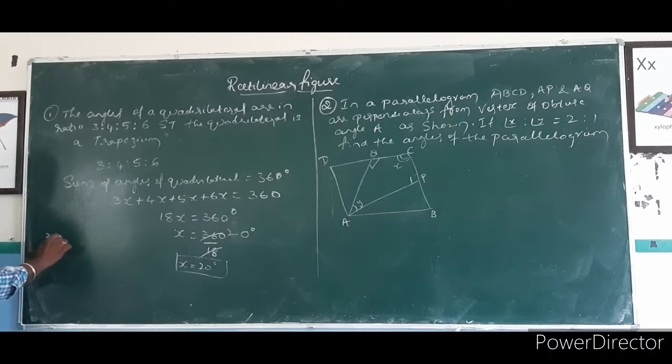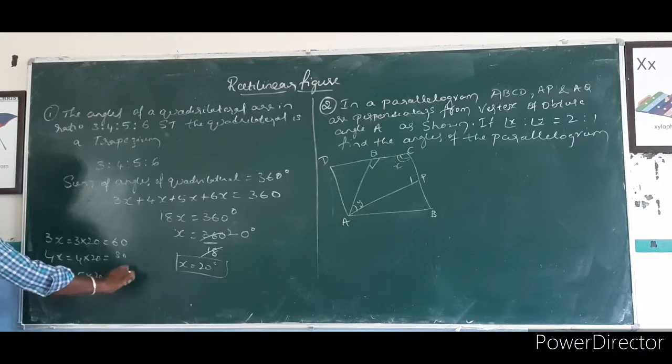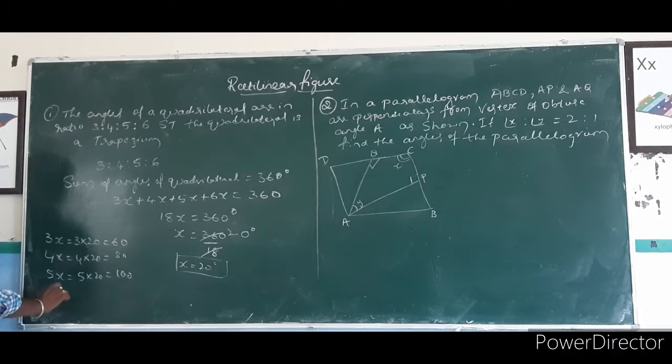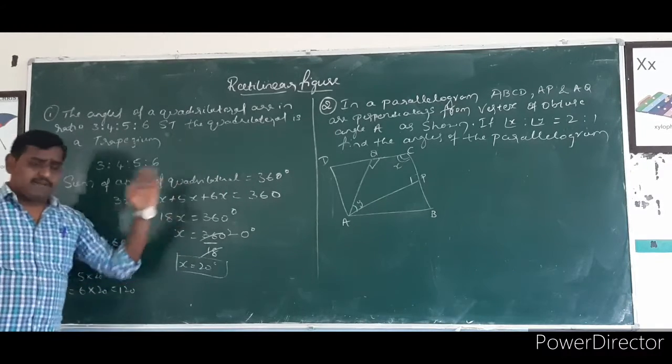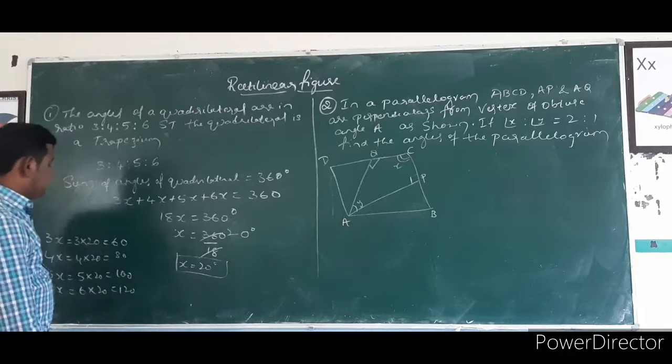Now you can find all the angles. First 3x, 3 into 20, 60. Next 4x, 4 into 20, 80. Next 5x, 5 into 20, 100. Next 6x, 6 into 20, 120. If you add 100 plus 120, 220, 220 plus 80, 300, 300 plus 60, again you will get the sum of the angles as 360 degrees.